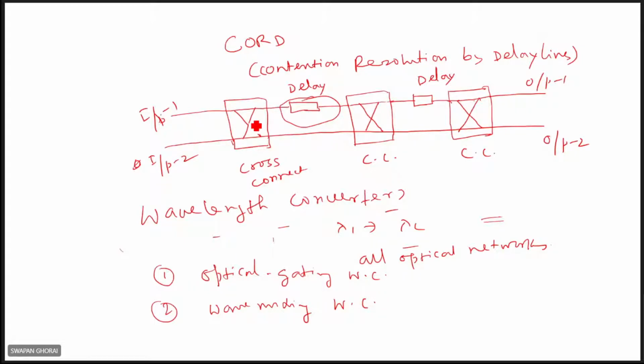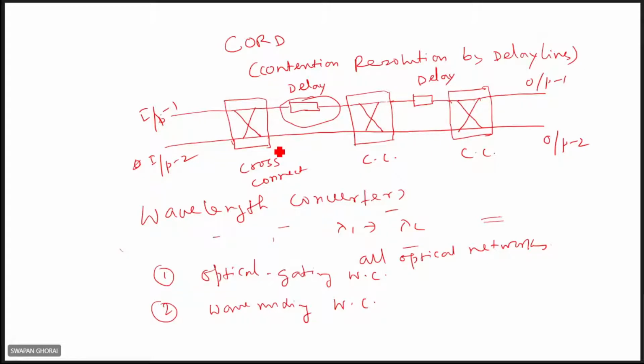And each has delay lines as buffers. 2 by 2 cross connect elements are there, a number of cross connect elements, you see here, 1, 2, 3 in this way. Delay lines are used as buffers.